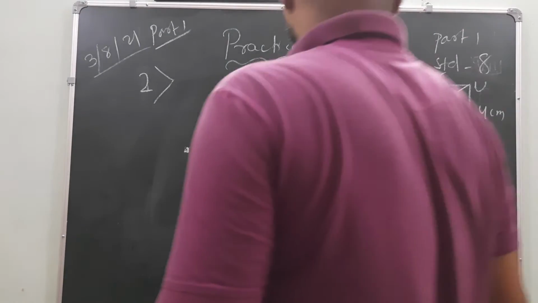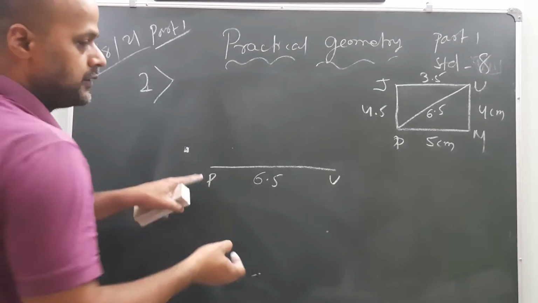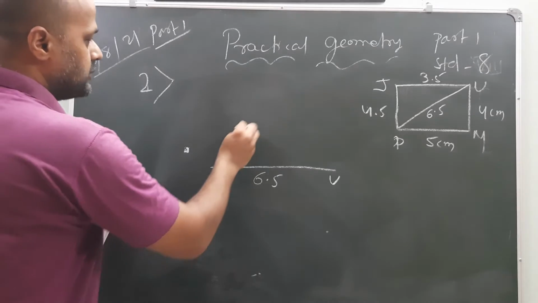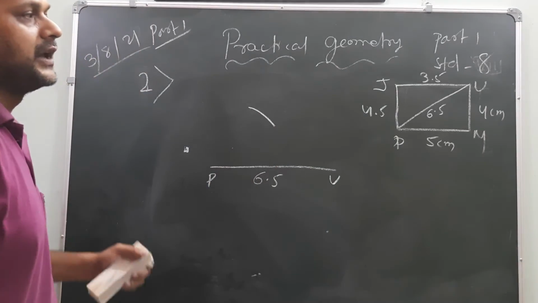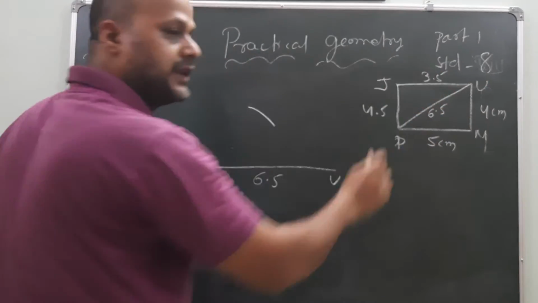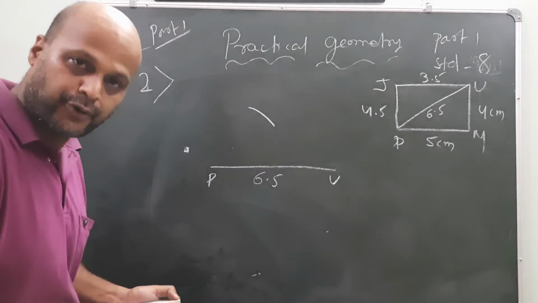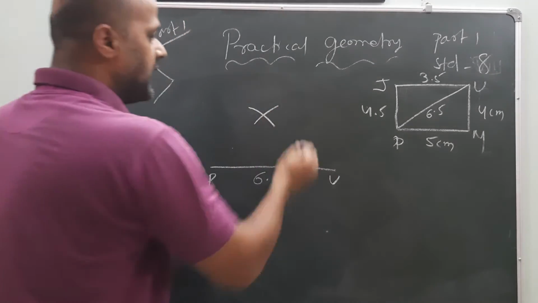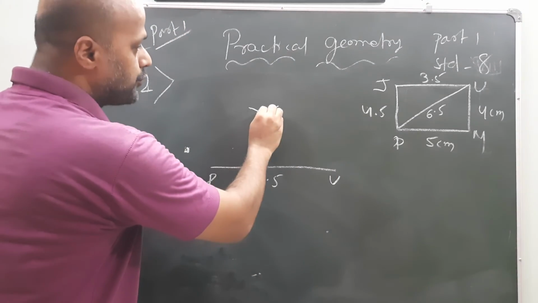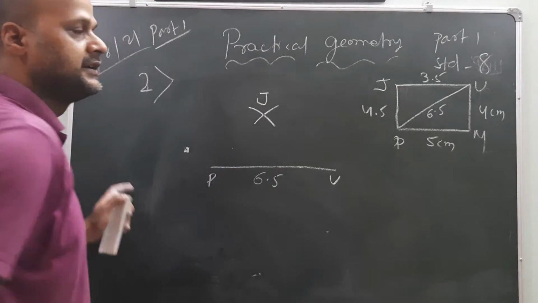So from P to J, how much is it? 4.5. With the help of a scale, draw an arc here of dimension 4.5. And from U, how much is it? 3.5 is there, no? So from U, you have to take the dimension 3.5 and bisect that arc. The cross point of the arcs that comes is the point J.